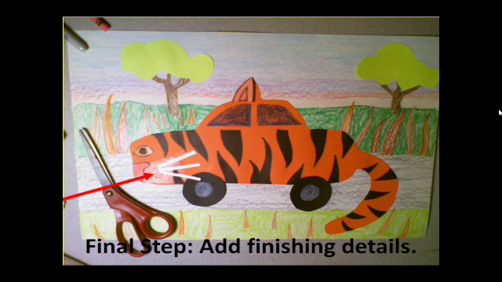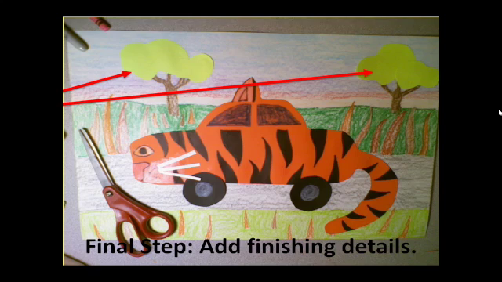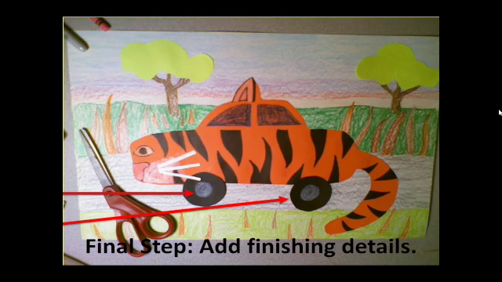Whiskers, I cut those out of white paper. They're just simple little strips of paper. Trees, I did the leaves of the trees by cutting some light green cloud shapes. And my tires are just 2 circles that I cut out of black construction paper.